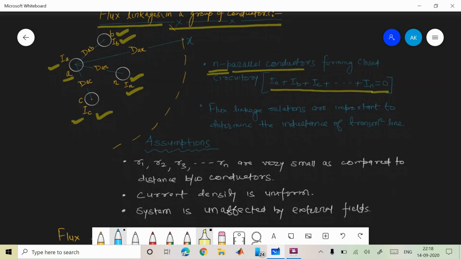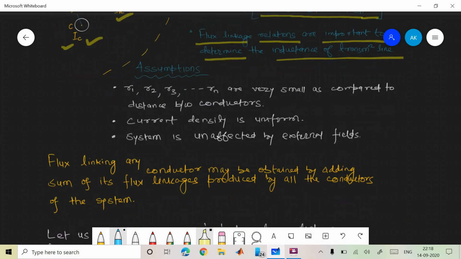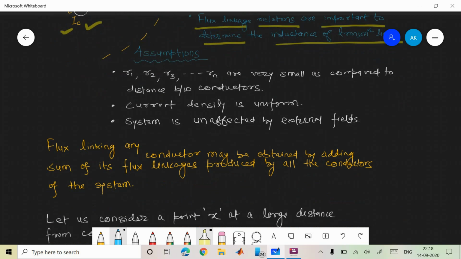Okay. So why do we need flux linkage? Because flux linkage relations are important to determine the inductance of a transmission line. Once we get the flux linkages, we can write the inductance by dividing the flux linkages by current. We know this. There are certain assumptions for the derivation of flux linkages of a group of conductors. So these are the assumptions.